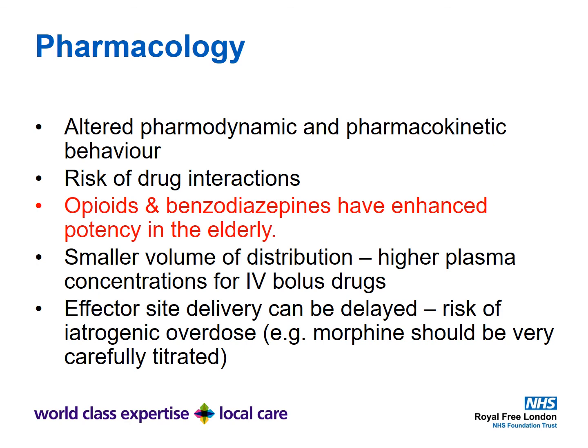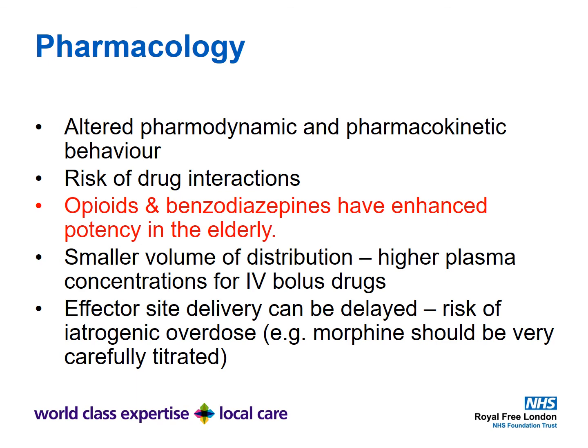In older people, there is altered pharmacodynamic and pharmacokinetic behavior, as you might imagine. There's increased risk of drug interactions. Again, you will find these in the BNF. Opioids and benzodiazepines have an enhanced potency in the elderly. So this is really important.